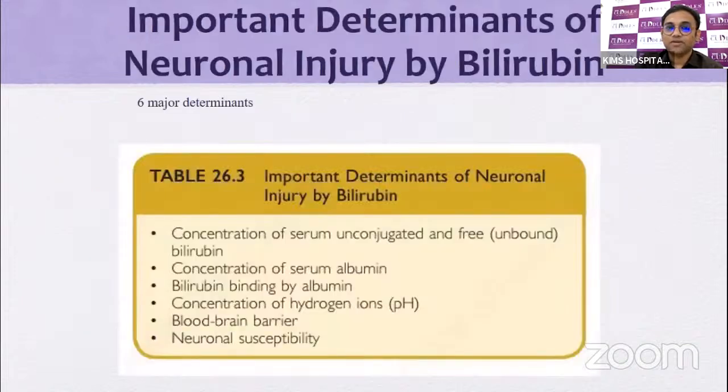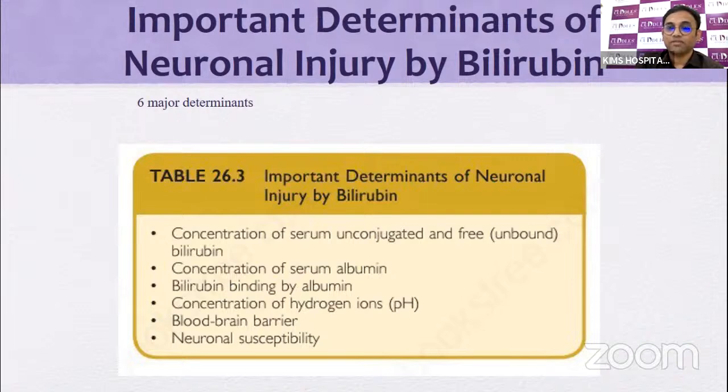So bilirubin causes neurological injury in the following ways. These are the factors that determine neurological injury by bilirubin. One is the concentration of serum unconjugated free bilirubin. Not only the free bilirubin, the amount of albumin also matters, as do the binding capacity and affinity of albumin for bilirubin. The presence of acidosis, with elevated hydrogen ions, can affect bilirubin and albumin binding, along with other factors.